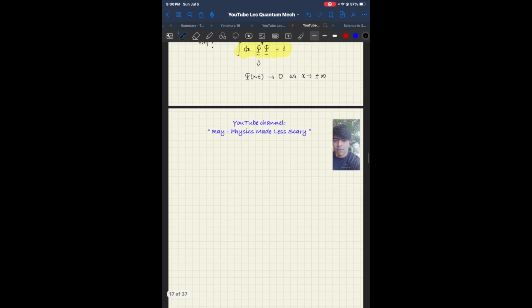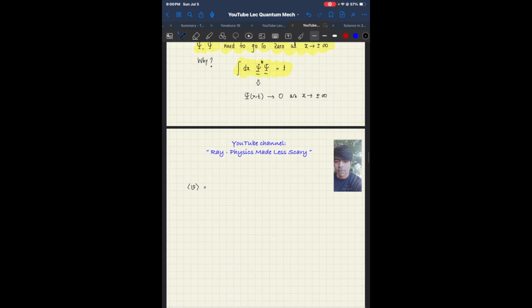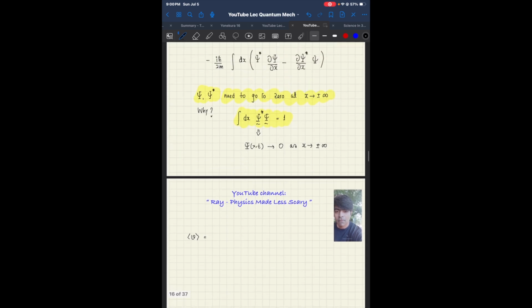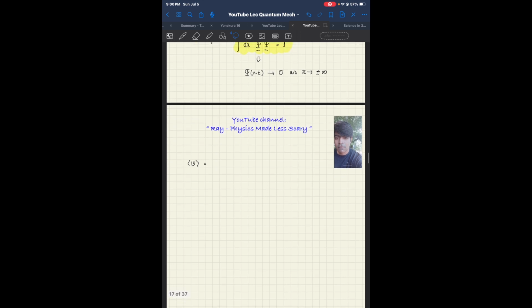So you're left with the expectation value of v, which is simply minus iℏ. Let me just copy it. Let me be lazy and copy it. Copy. Paste.